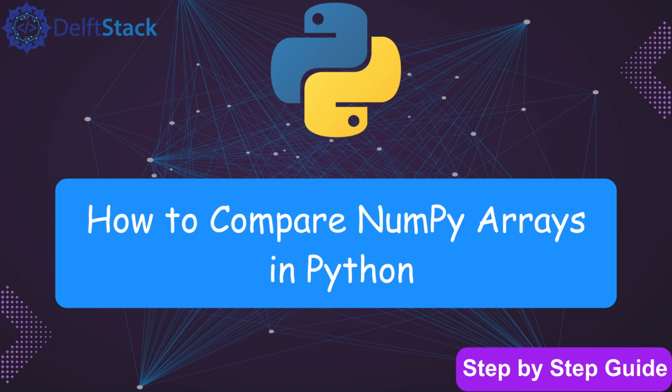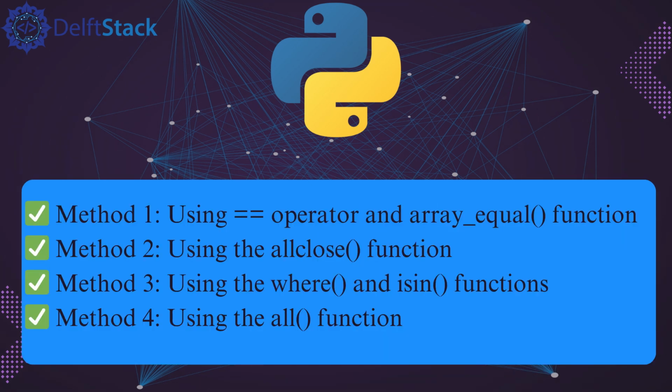Today we will learn how to compare two arrays in Python. In this tutorial we will cover four primary methods for comparing arrays. First we will use the equal sign operator and numpy.array_equal to check if arrays are identical.